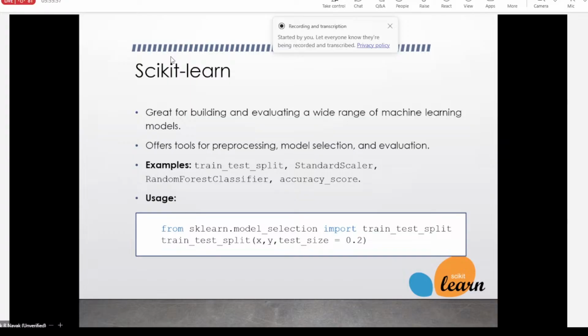Scikit-learn is one of the most important libraries used to design and build machine learning models, or even to evaluate them. We'll see how this particular tool is helpful in designing classifiers and regression models. But in our case, the classification model is very, very important.